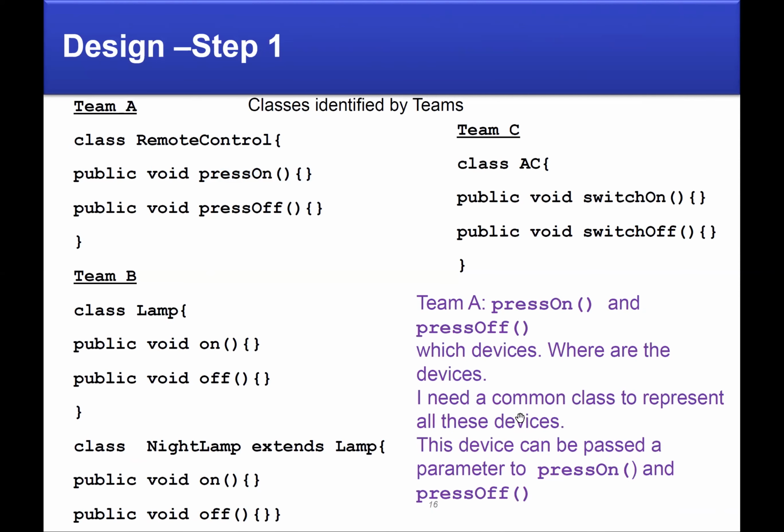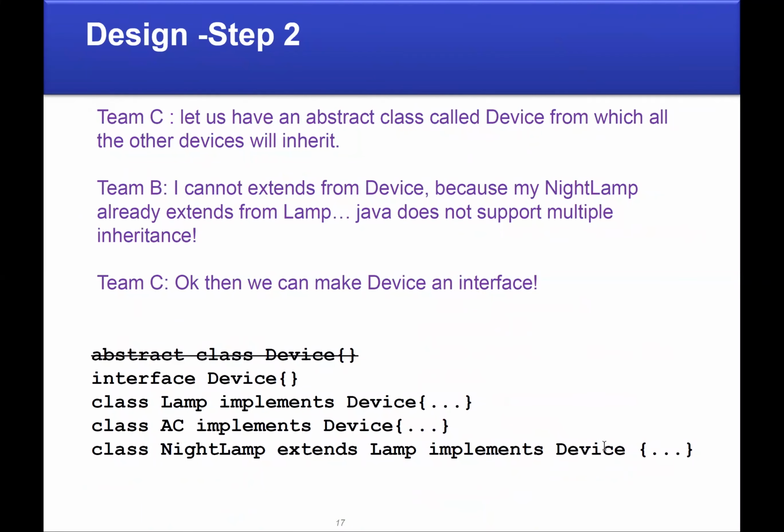Now here is the story. Team A, press on, press off, which devices? Where are the devices? I need a common class to represent all these devices. These devices can be passed as a parameter to press on and press off. So there's a small discussion between these teams. Let's see how it is.